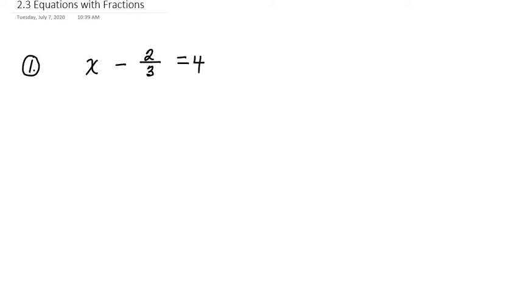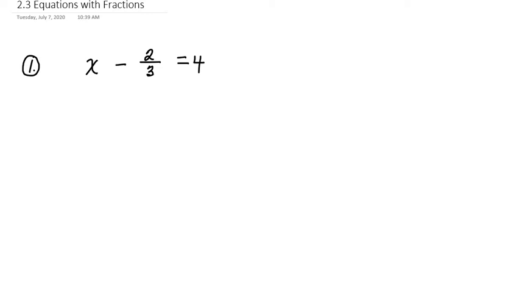Okay, in this lesson, we're going to be looking at solving equations with fractions. Now, this first problem here is a one-step equation, or can be thought of as a one-step equation, where you can just add 2/3 to both sides. But I'm going to do this problem a different way because most people do not like adding fractions.